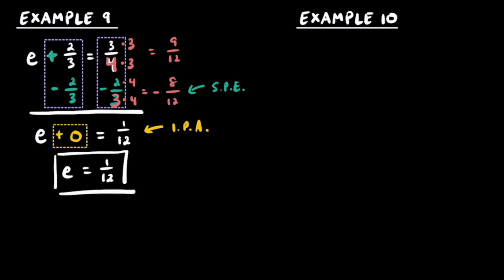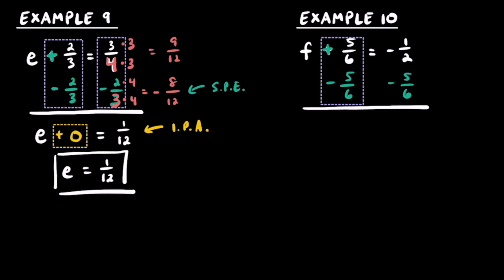For the 10th and final example, let's try solving the equation f plus 5/6 is equal to -1/2. To solve for the variable f, we're going to take a look at this plus 5/6 that's next to it and go ahead and subtract 5/6 from both sides of the equation. On the left side, this plus 5/6 and minus 5/6 will combine to make 0, so we can write f plus 0 on the left side of the equation.